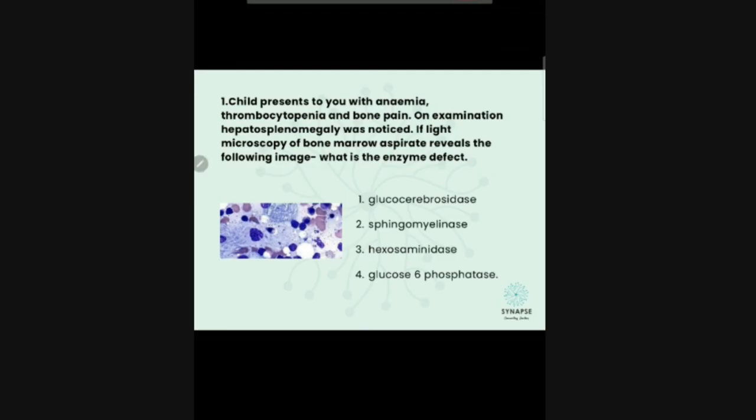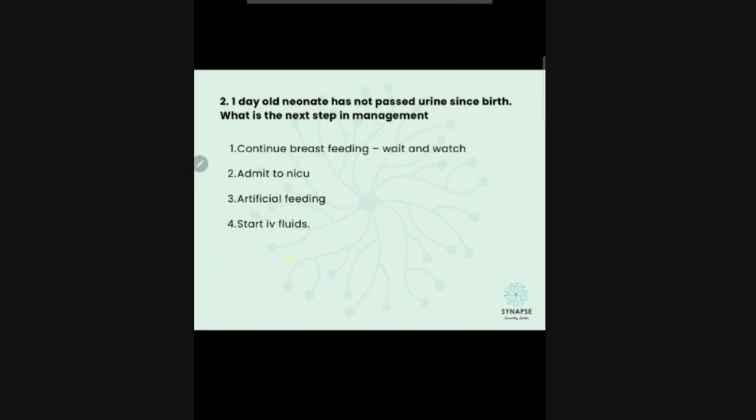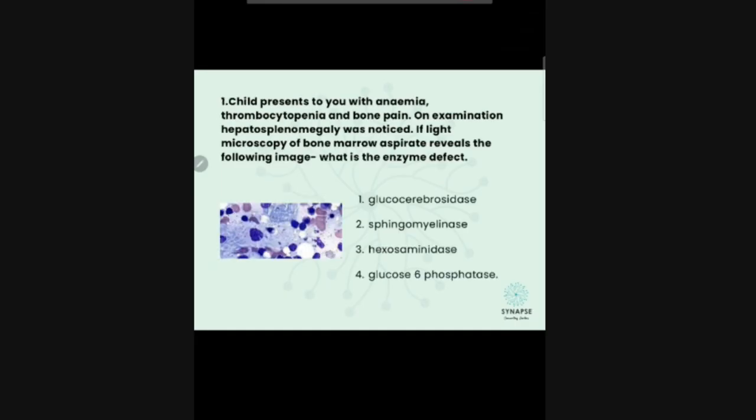So now if you look at this bone marrow picture, how does it look? We call it a crumpled tissue paper appearance. So you see there are a lot of leukocytes, the erythroid series, as well as a crumpled tissue paper appearance here. This crumpled tissue paper appearance is the most pathognomonic sign of Gaucher's disease. It's most commonly seen in Gaucher's disease.